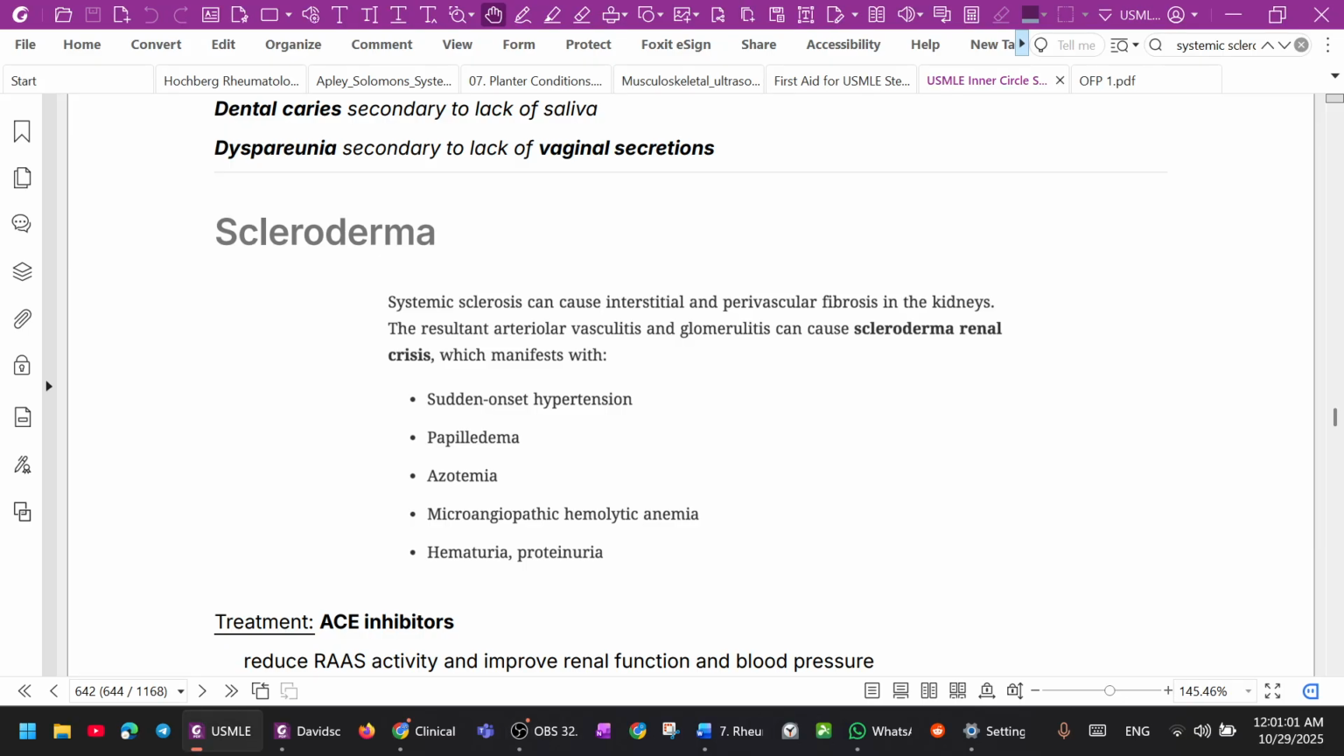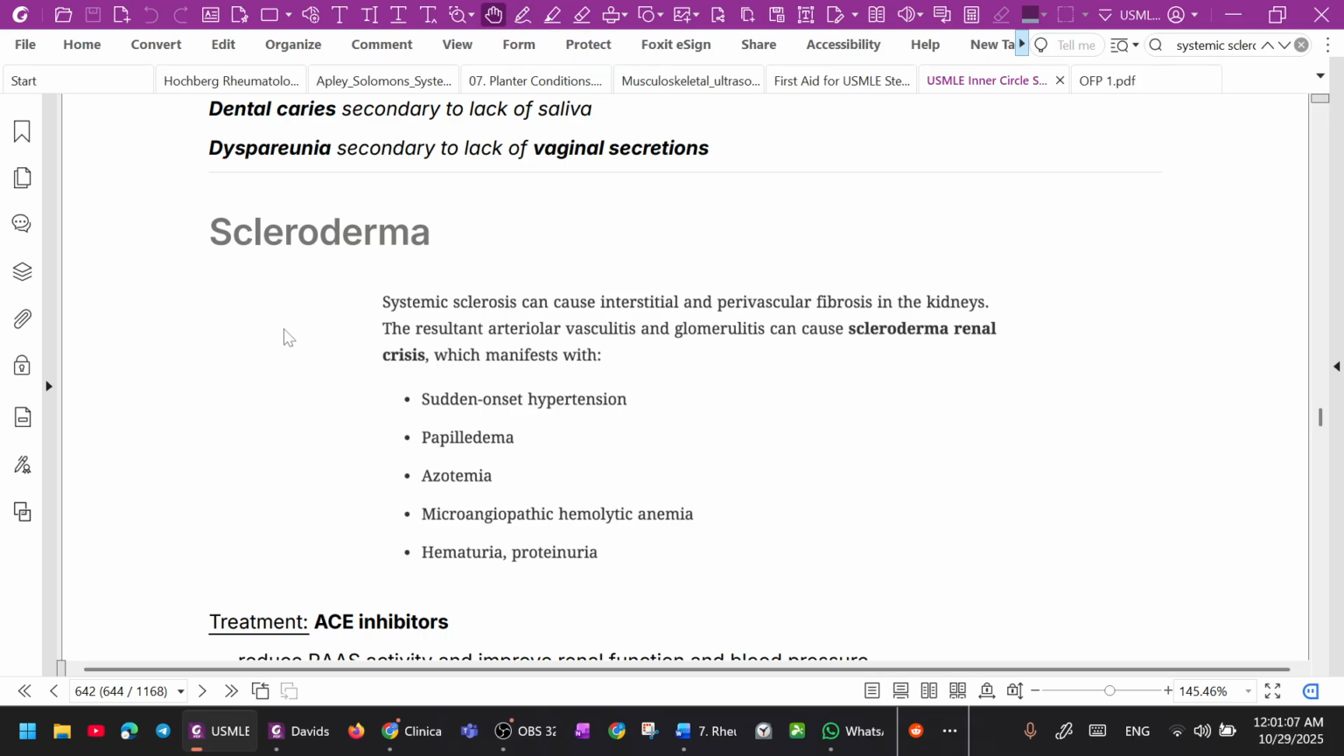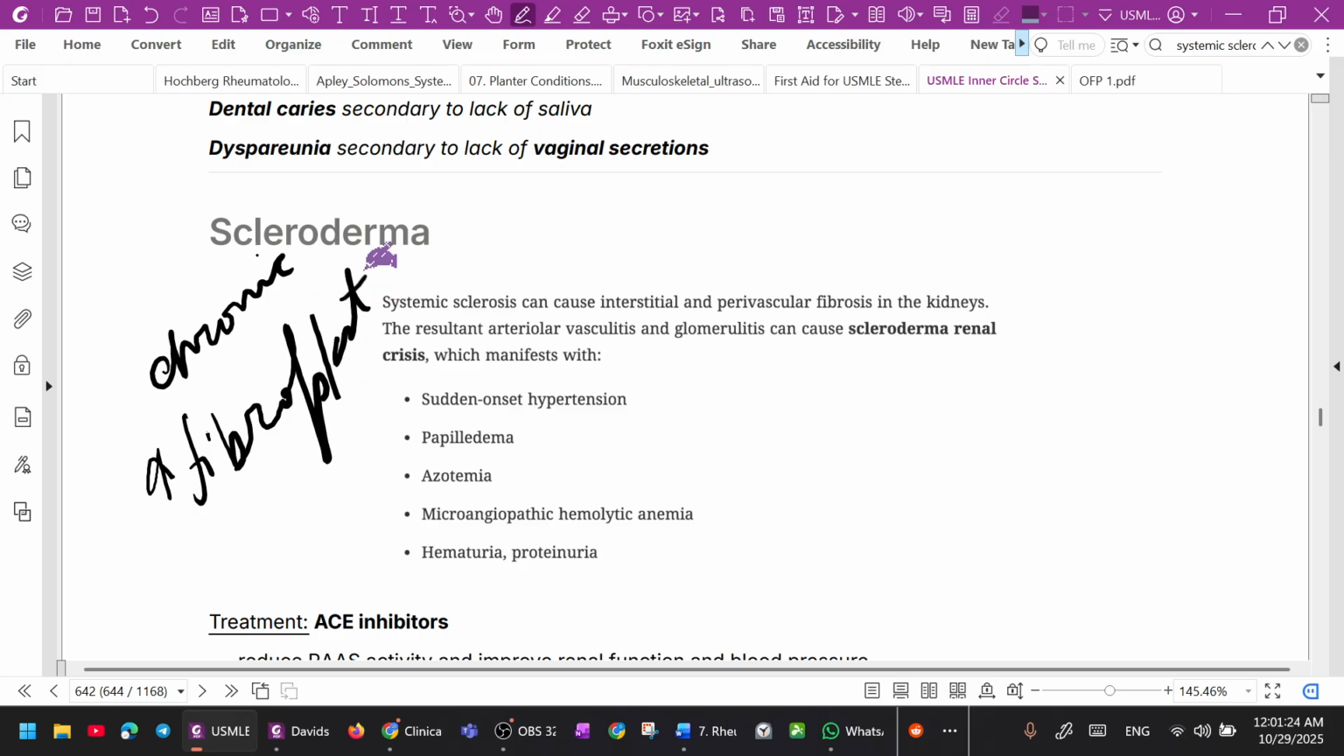Let's talk about a very important topic called systemic sclerosis, also known as scleroderma. We know that systemic sclerosis is a chronic autoimmune disease of unknown etiology characterized by increased fibroblast activity and fibrosis in a number of different organs, in the form of hardened sclerotic skin and other connective tissue.